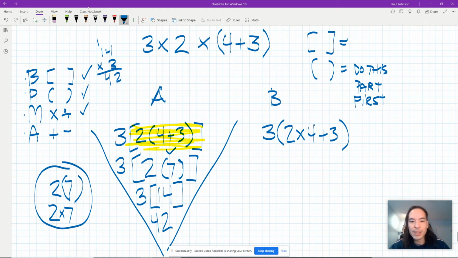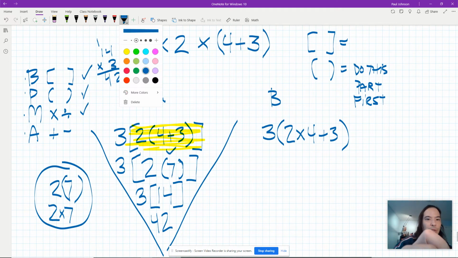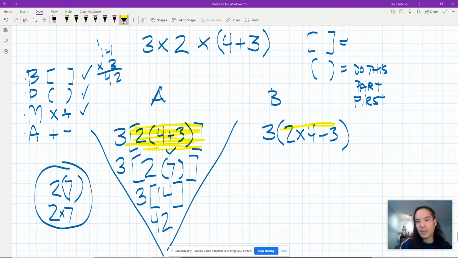Now let's see what happens on this side and why this wouldn't be correct. Why is B incorrect? So you put on your bracket goggles, you don't see anything. All right, next thing we're going to do is we're going to put on our parentheses goggles. So what am I going to do first in this problem? 2 times 4 or 4 plus 3? Because multiplication comes before addition, we're going to do 2 times 4 first.